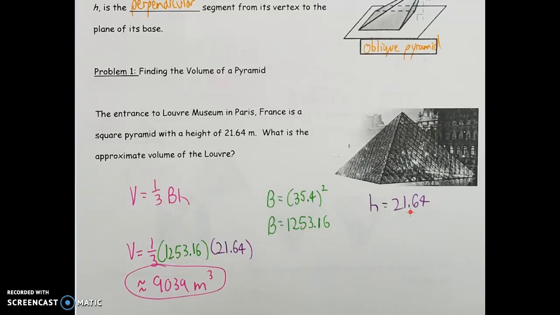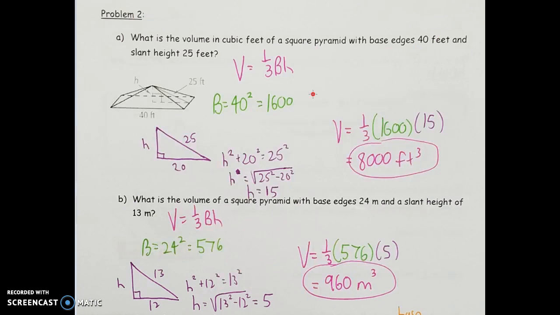And we're also told the height of that pyramid in the question itself, that was 21.64. If I just substitute those two values in, 1/3 of the base area times the height should come out on that one to be about 9,039. So again, we just need 2 things to substitute. That's base area and height. Same thing on problem 2.